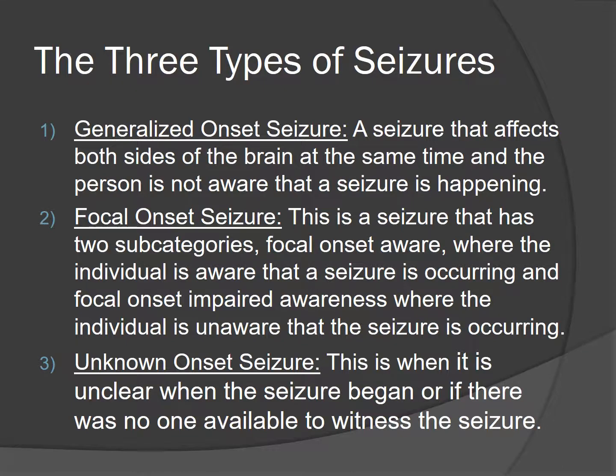There are 3 types of seizures. The first is generalized onset seizure. The second is focal onset seizure. And the third is unknown onset seizure. These are basically categories, and it's possible for seizures to be more than one. So you can have a generalized onset seizure and experience different types of generalized onset seizures. We're going to talk a little bit more about these different types.